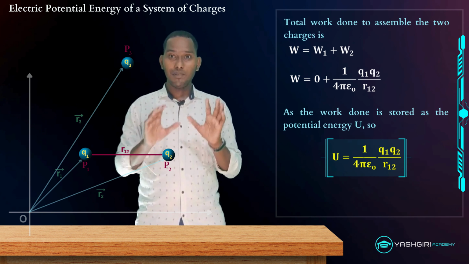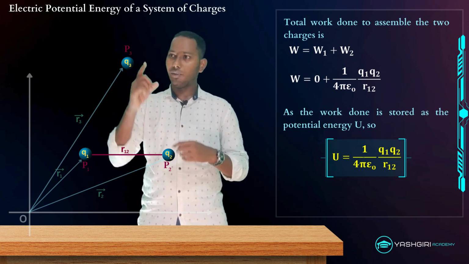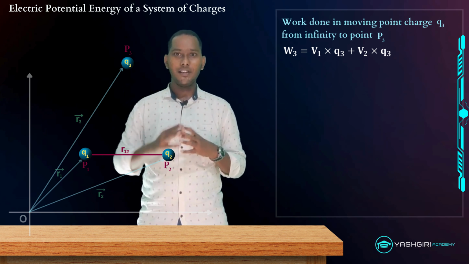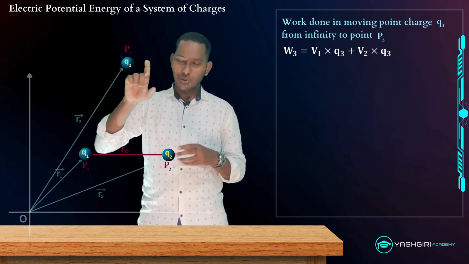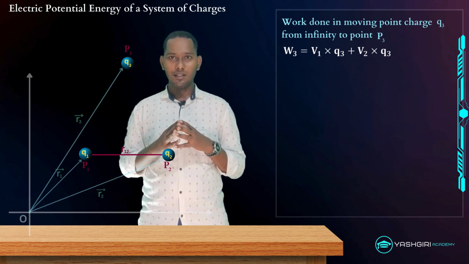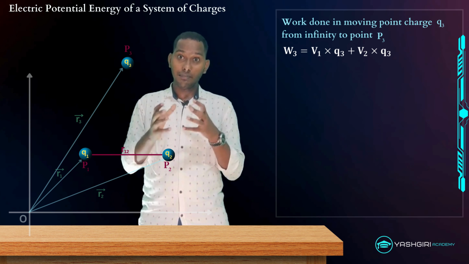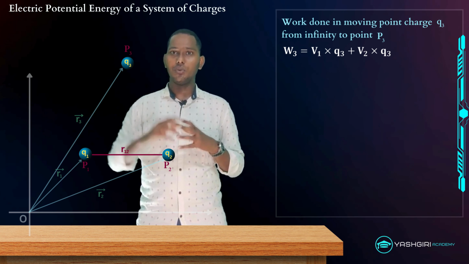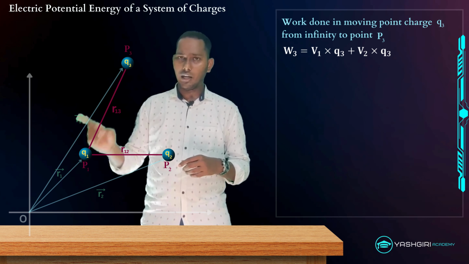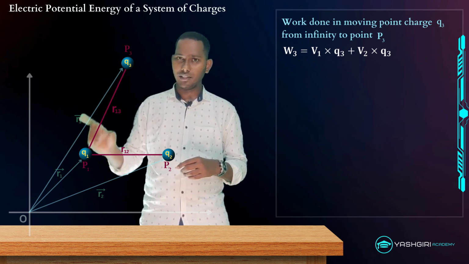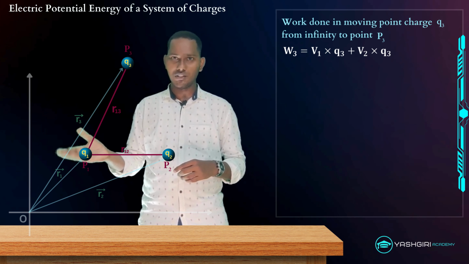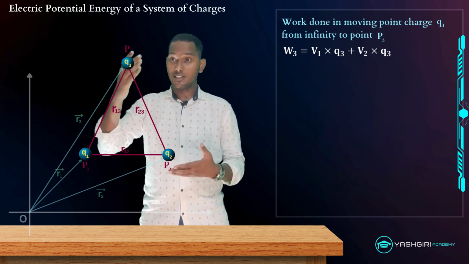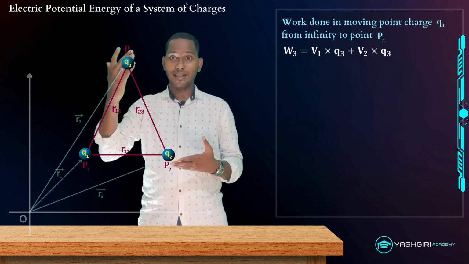So here in this case, W3, the work done in moving charge 3, will be, students, the potential at point 3 due to the charge Q1 into the charge Q3, plus the potential at that point 3 due to the charge Q2 into the charge Q3. Let R13 be the distance of separation between the two charges Q1 and Q3, and R23 be the distance of separation between the two charges Q2 and Q3.